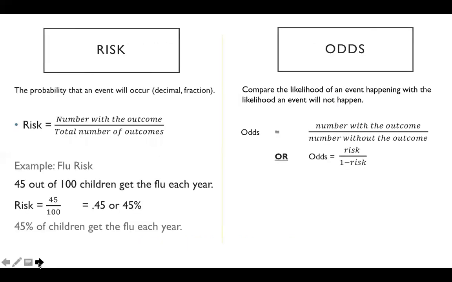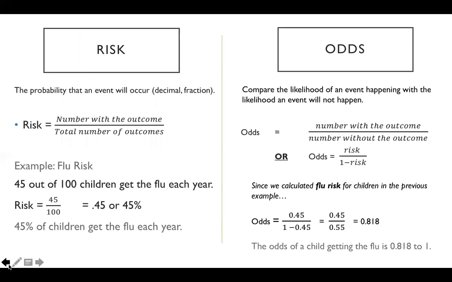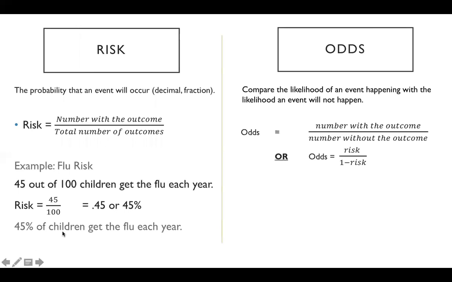Okay, so risk and odds, I kind of combine them onto the same slide because you can compare them to one another. So risk is the probability that an event will occur. You can see this as a decimal or a fraction or a percentage. You can calculate risk by taking the number with an outcome divided by the total number of outcomes.